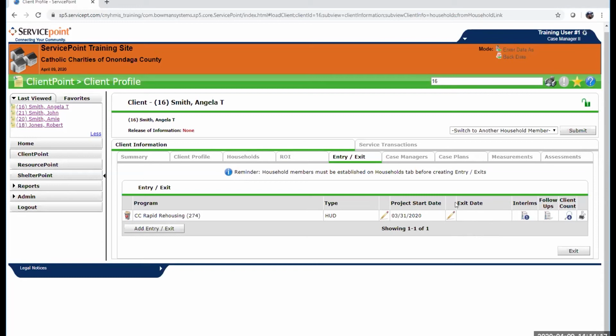So the exit date, when we're exiting someone from the program, we're going to mark that by entering an exit date. This is going to be different depending on your project type. For most case management and services only projects, it's just going to be the last date of the last service you provided to them. And with rapid rehousing, that's obviously going to also entail no longer providing a subsidy for their housing, but if you continue to provide case management after the subsidy, it would be the last date of case management.